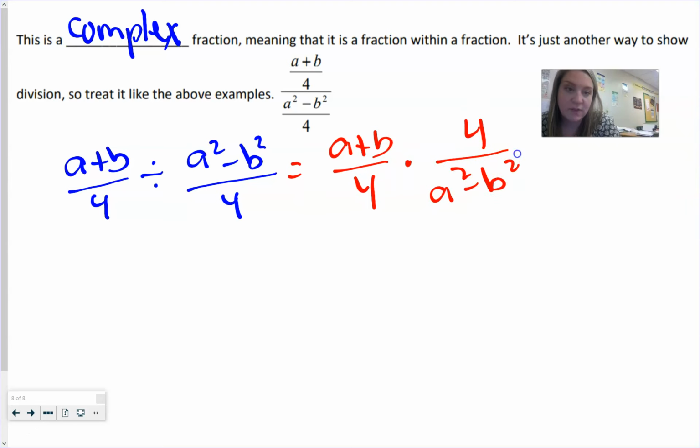A squared minus b squared. Okay. Try to factor anything that we can. One thing I can factor of this is the difference of two squares. A squared is a perfect square. B squared is a perfect square. So that's the only thing I'm going to be able to simplify.